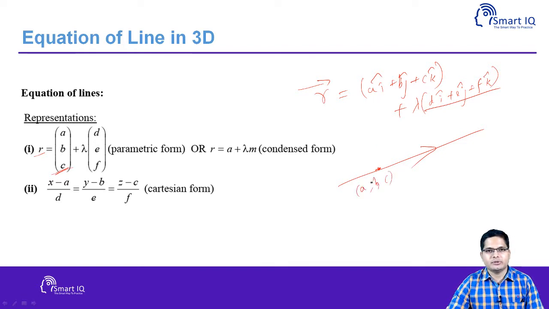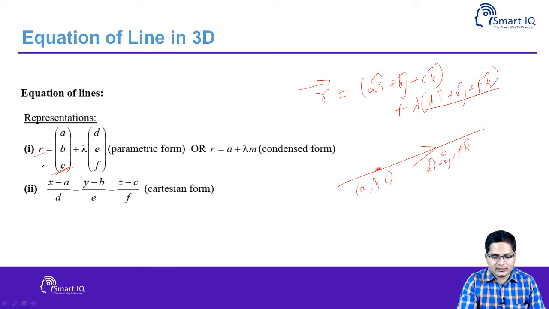What do you mean by position vector? A position vector is a vector joining the origin and a point. Suppose P is a point in space. If you join that point P to the origin, we get a position vector. So basically a position vector is virtually called a point. And there is a direction. The direction has a vector, that vector is d i plus e j plus f k cap. So this is the equation of the line.